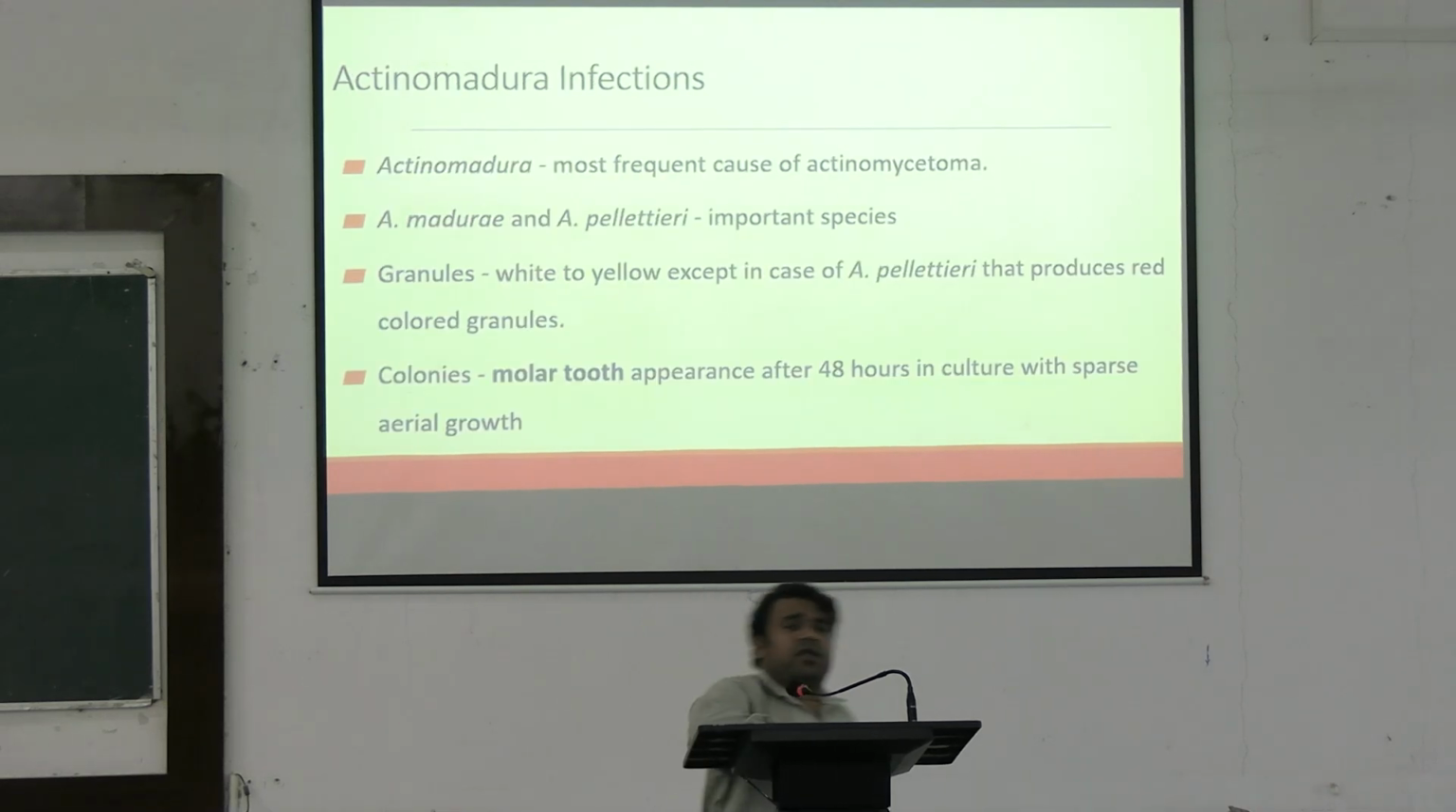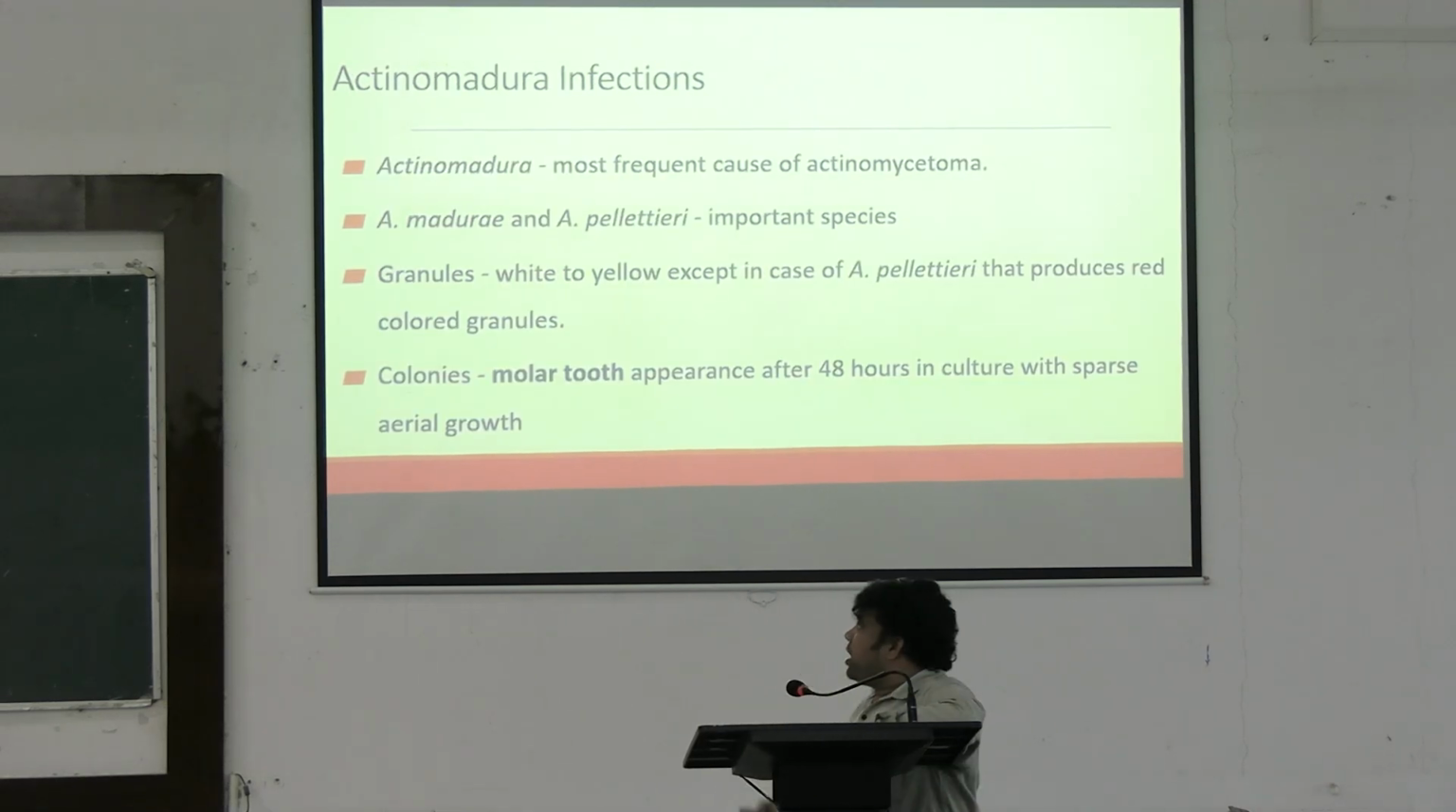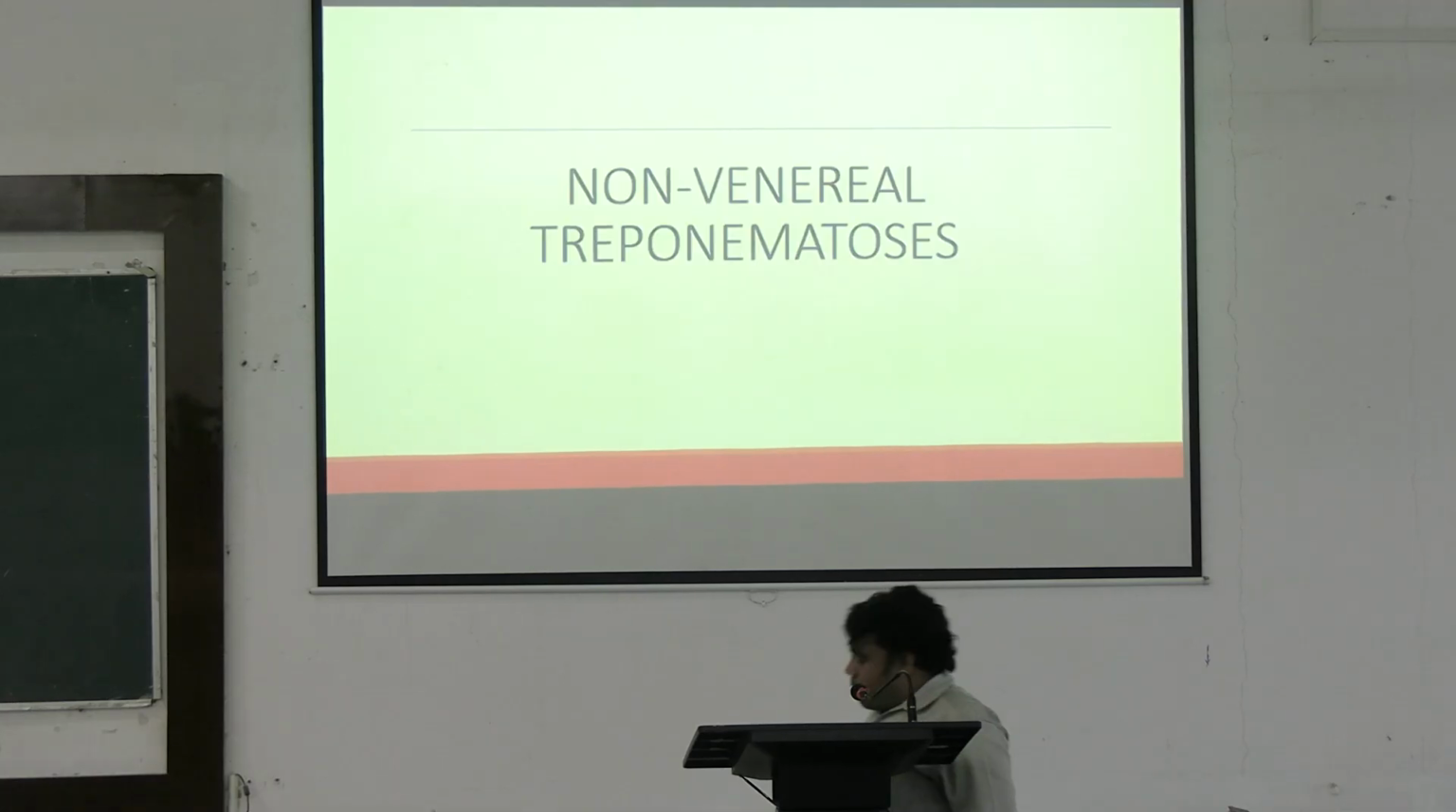Now, coming to the third category of actinomycetes, we have Actinomadura. This is the most frequent cause of actinomycetoma. I have already told you, if the mycetoma is caused by a fungus, we call it eumycetoma, and if it is caused by Actinomadura, we call it actinomycetoma.